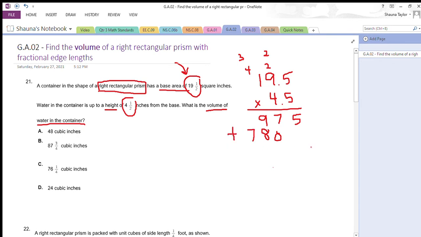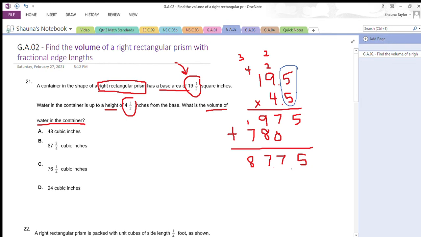Okay, let's add them all up. 5, 7, 9, and 8. That's 17. Carry the 1. 7 plus 1 is 8. Now, the last part, I need to figure out how many numbers are behind a decimal. And it looks like there's 2 here.